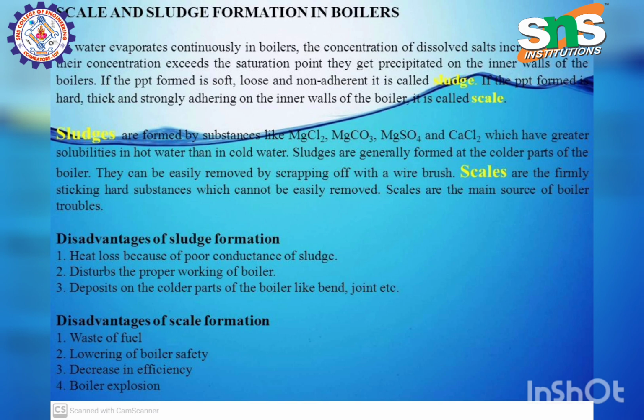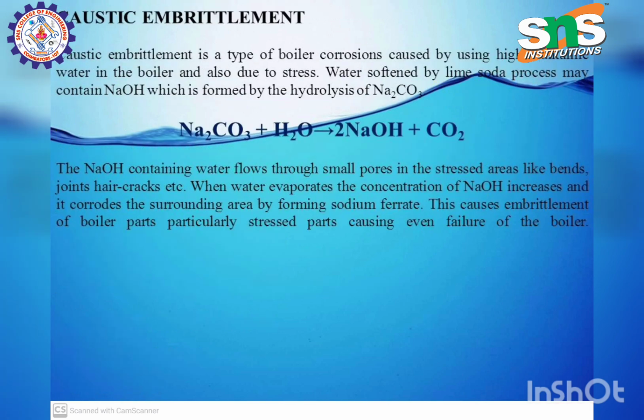Let me explain what priming is and what foaming is. Priming is the process of production of wet steam that is caused by high steam velocity, very high water level in the boiler, sudden boiling of the water and very poor boiler design. It can be prevented by controlling the velocity of the steam, keeping the water level lower, good boiler design and also using treated water.